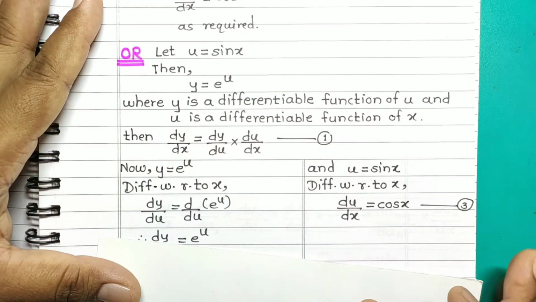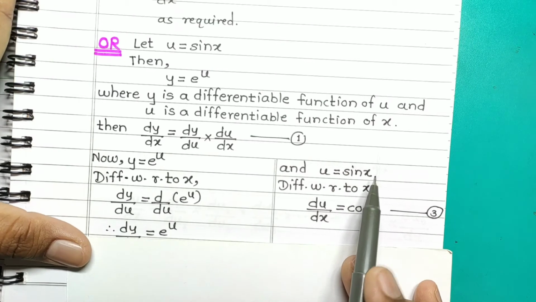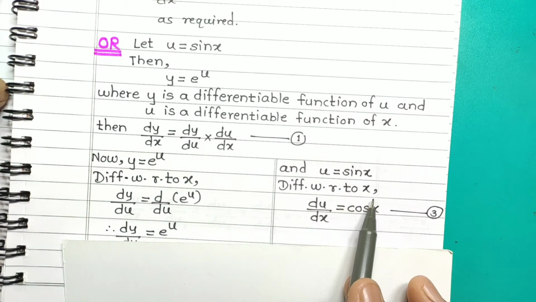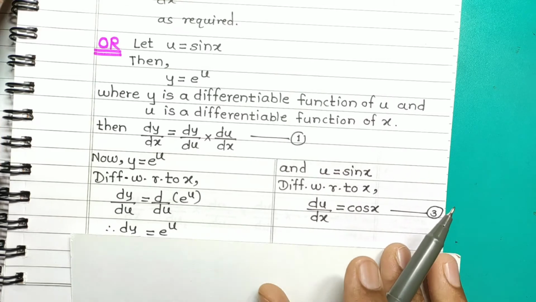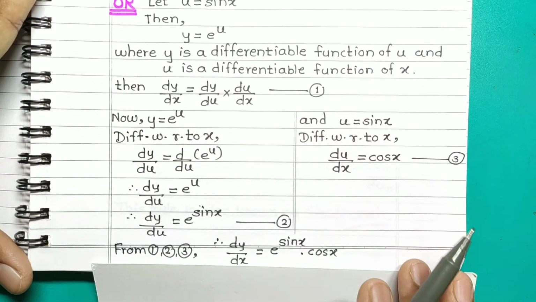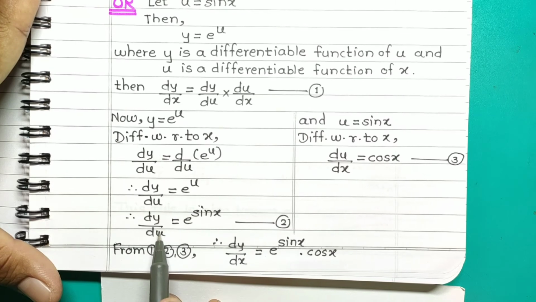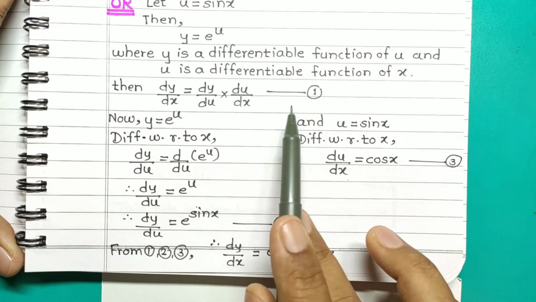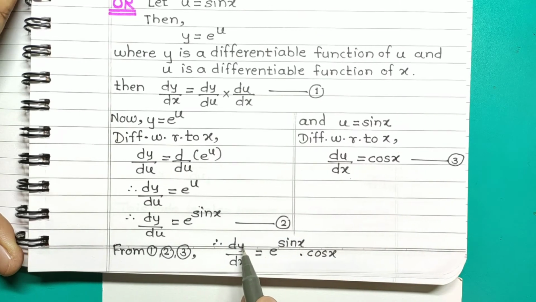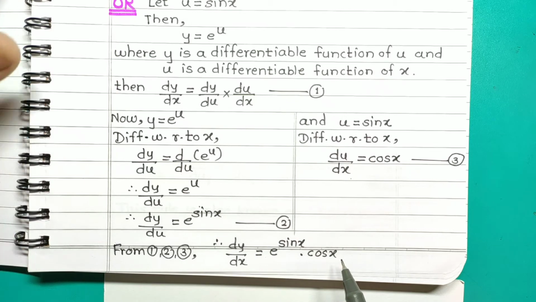And also, u is equal to sin x. So differentiating with respect to x, we have du by dx is equal to cos x. Now substituting these two values, dy by du and du by dx, from these two equations in equation 1, we have dy by dx is equal to e raised to sin x into cos x.